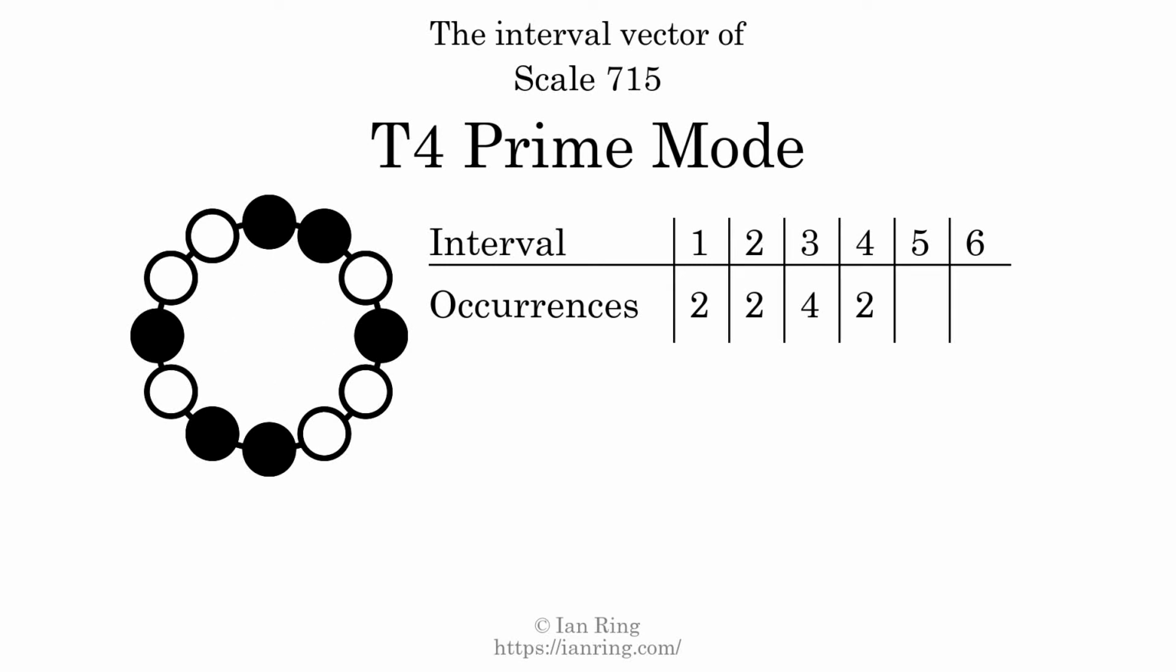There are 2 intervals with the size of 4 semitones. They are here and here. There are 2 intervals with the size of 5 semitones. They are here and here. There are 3 intervals with the size of 6 semitones. They are here, here, and here. Each interval does not appear in this scale a unique number of times, so this is not a deep scale.